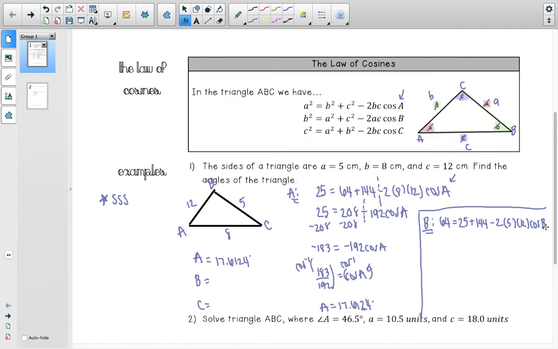Okay. So we're going to take all this and subtract it over. So we're going to do 64 minus 25 minus 144, which gets rid of these. Right here, we added them up. You don't have to do that. You can do all this at once. I was just trying to show you that you can't put these numbers with these numbers. So 64 minus 25 minus 144 is negative 105 equals negative, and if you multiply the 2, the 5, and the 12 together, you get 120.